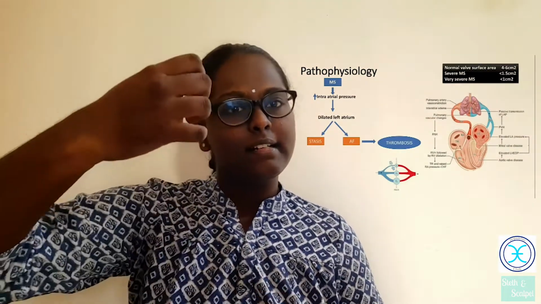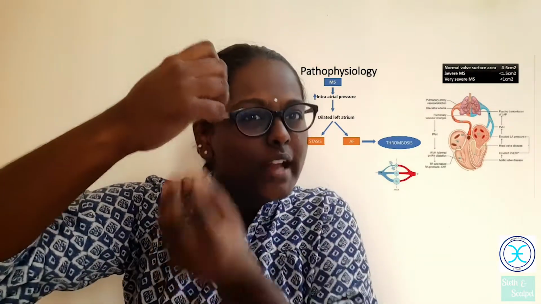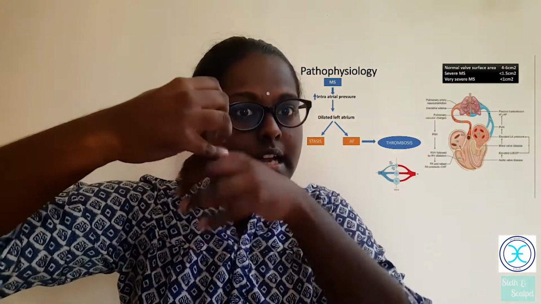Okay, now what is the pathophysiology of mitral stenosis? This is so interesting. Here is the left atrium, here is the left ventricle. As the blood does not enter properly into the left ventricle, the left atrium will get high pressure. The pressure in the left atrium will increase, because of which dilation of the left atrium will take place.